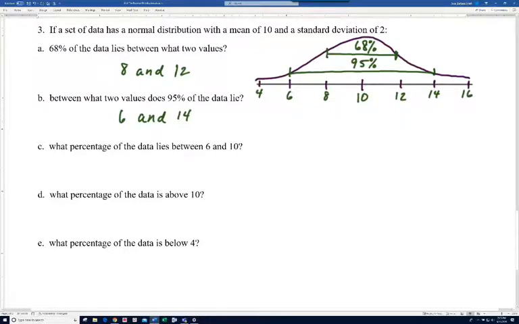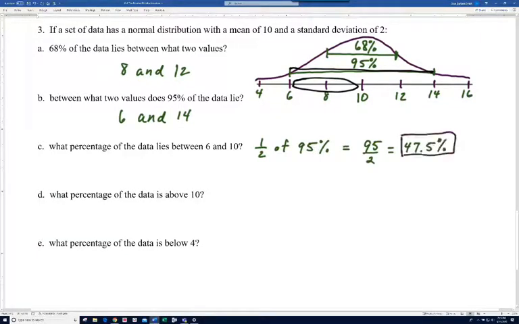On letter C, it says, what percentage of the data lies between 6 and 10? Now, notice, actually, let me change colors here. 6 and 10, that's here. That would be half of this amount here. We know 95% of the data is within 2 standard deviations, so it's going to be half of that. So take 1/2 of 95%. 95 divided by 2, you're going to get 47.5%.